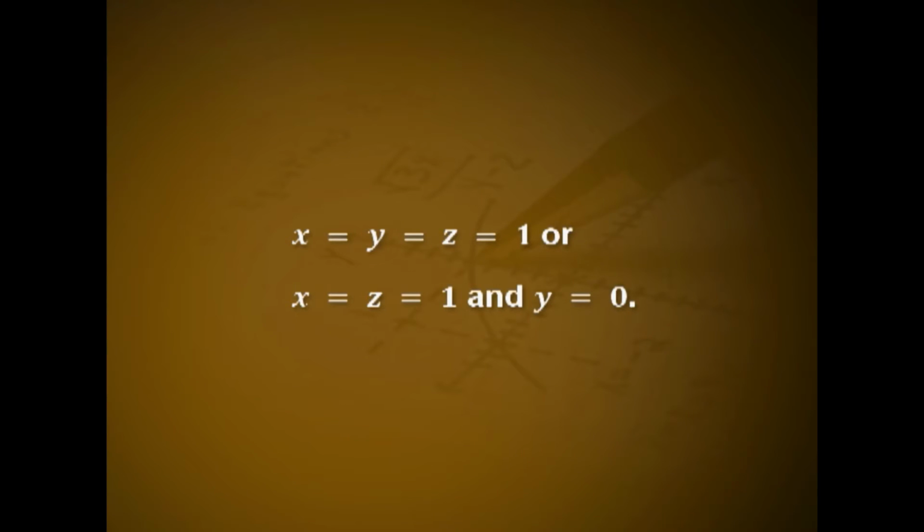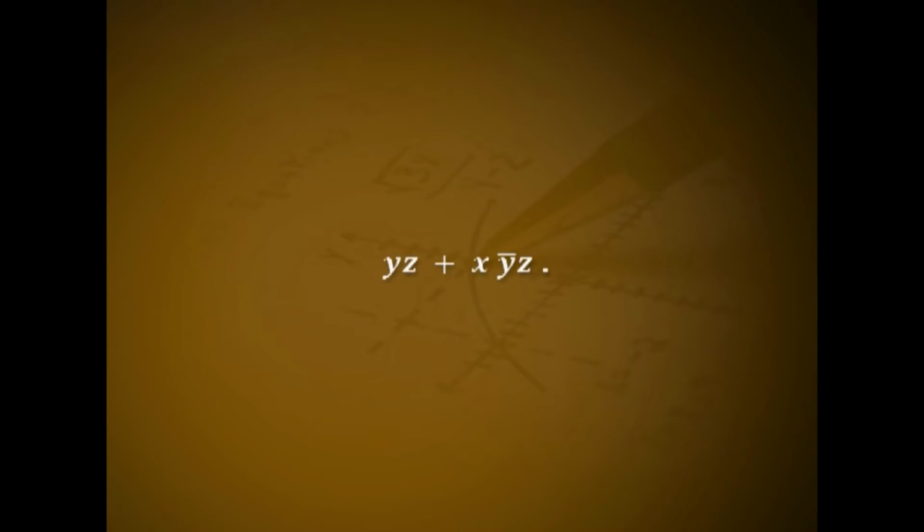Terms in a sum of products expansion that differ in just one variable can be combined so that in one term this variable occurs and in the other term the complement of this variable occurs. For example, consider the circuit that has output 1 if and only if x = y = z = 1 or x = z = 1 and y = 0. The sum of products expansion of this circuit is xyz + xy̅z. The two products in this expansion differ in exactly one variable, namely y.